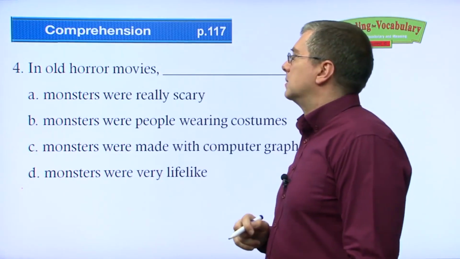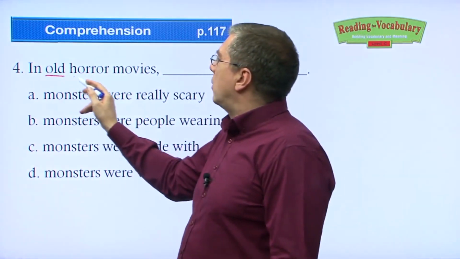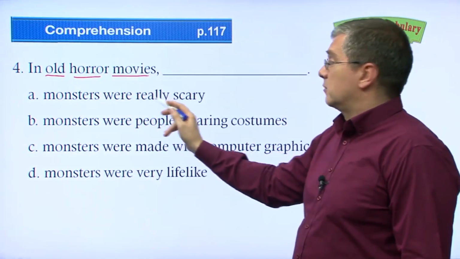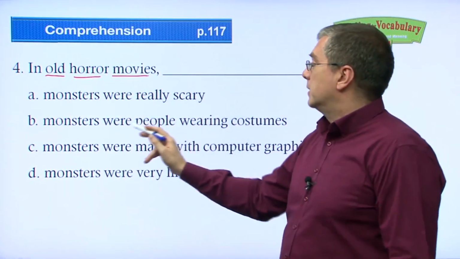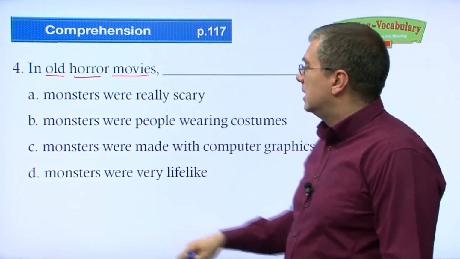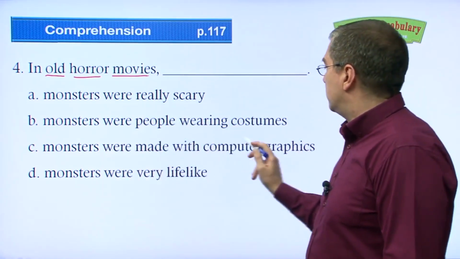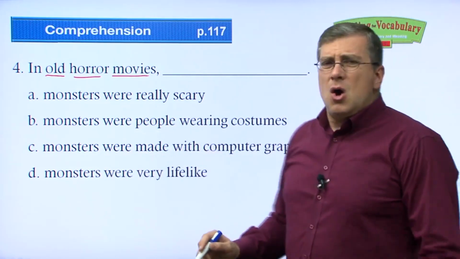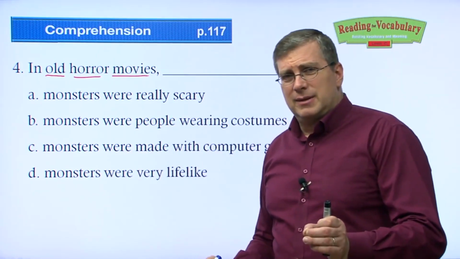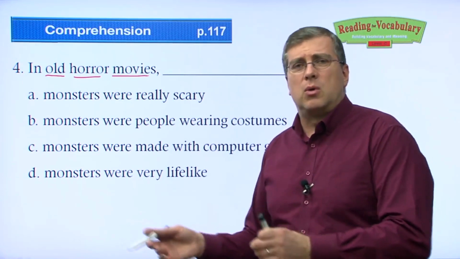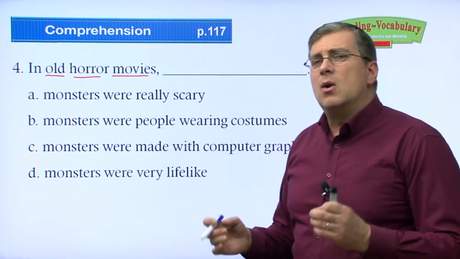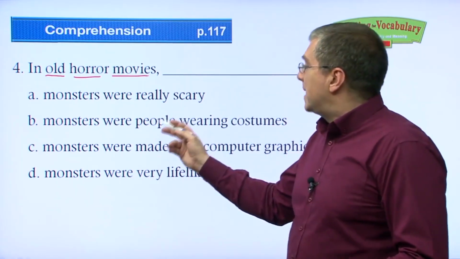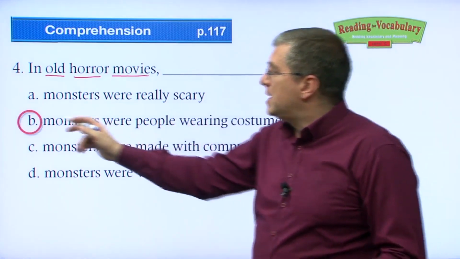Okay. Number 4. In old horror movies a long time ago, A, monsters were really scary. B, monsters were people wearing costumes. C, monsters were made with computer graphics. D, monsters were very lifelike. What was the complaint that the writer was talking about old horror movies? The writer said that in old horror movies, the monsters were usually people wearing costumes. So B is the right answer.